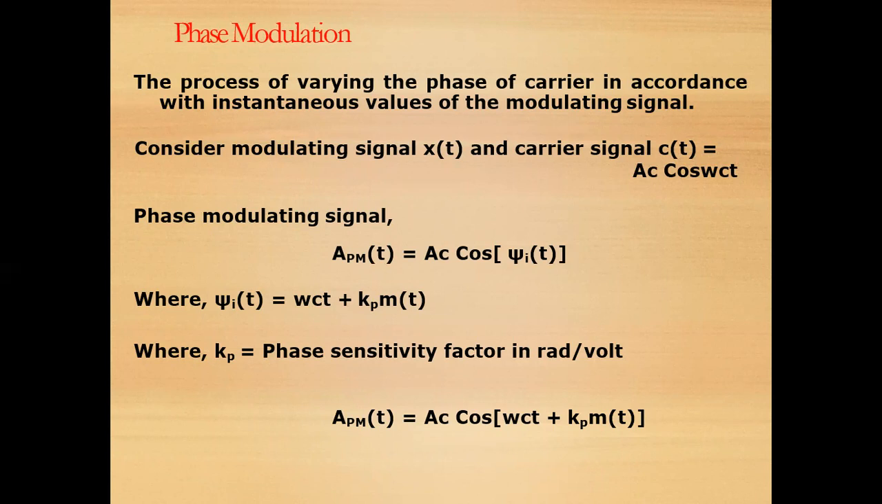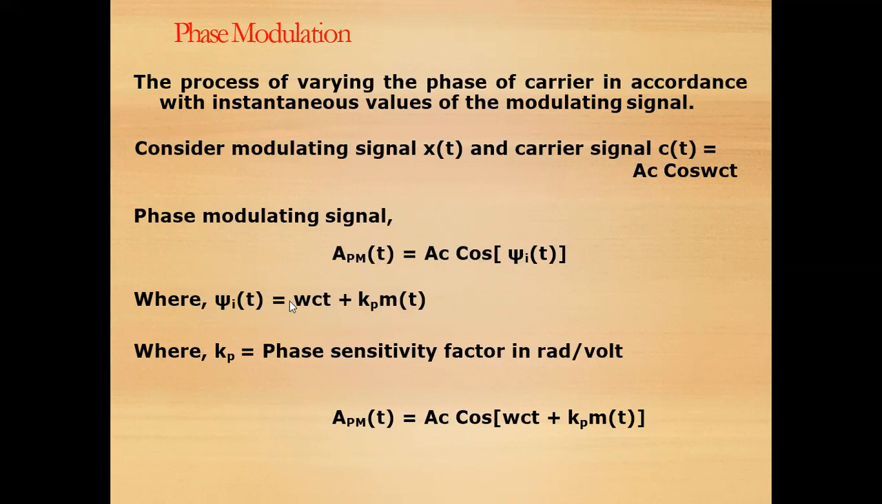Then the phase signal can be represented as psi i of t equals omega ct plus kp into m of t, where kp is the phase sensitivity factor and m of t is our message signal. So the actual modulated signal s of t we usually represent as Ac cos of psi of t. This psi of t is where the phase will vary, so omega ct plus kp into m of t.